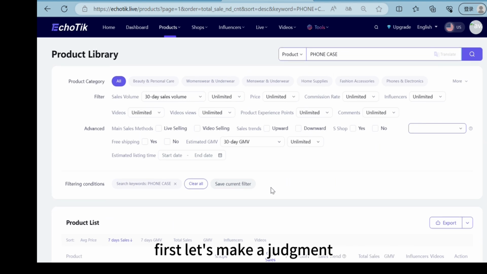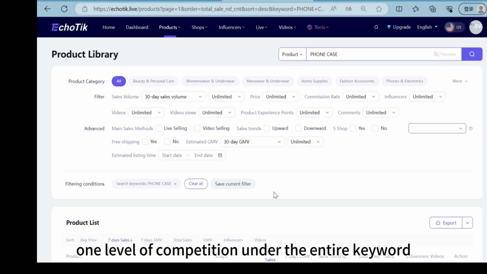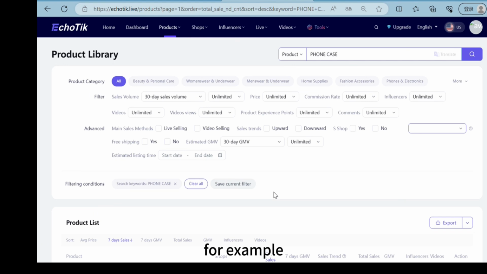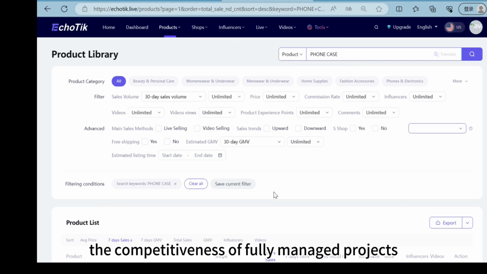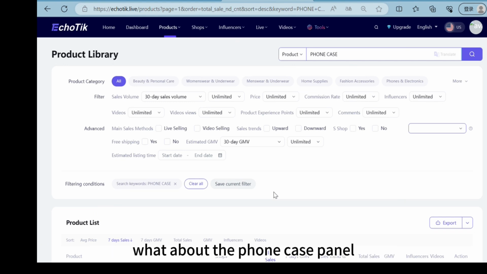First, let's make a judgment. One level of competition under the entire keyword. For example, the competitiveness of fully managed projects. So we can see now that, what about the phone case panel? 4 of them were found to be fully hosted. That proportion is still very high.